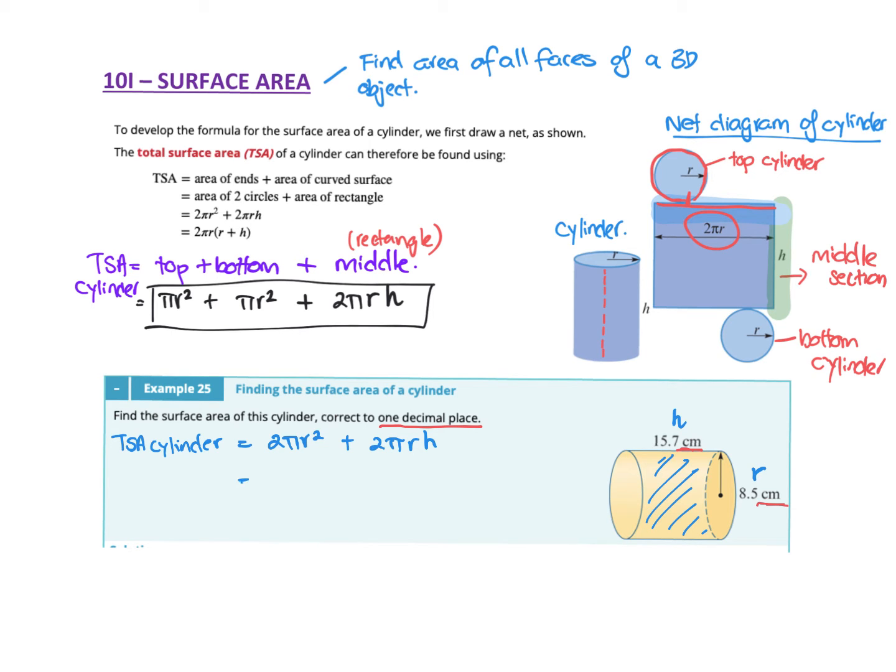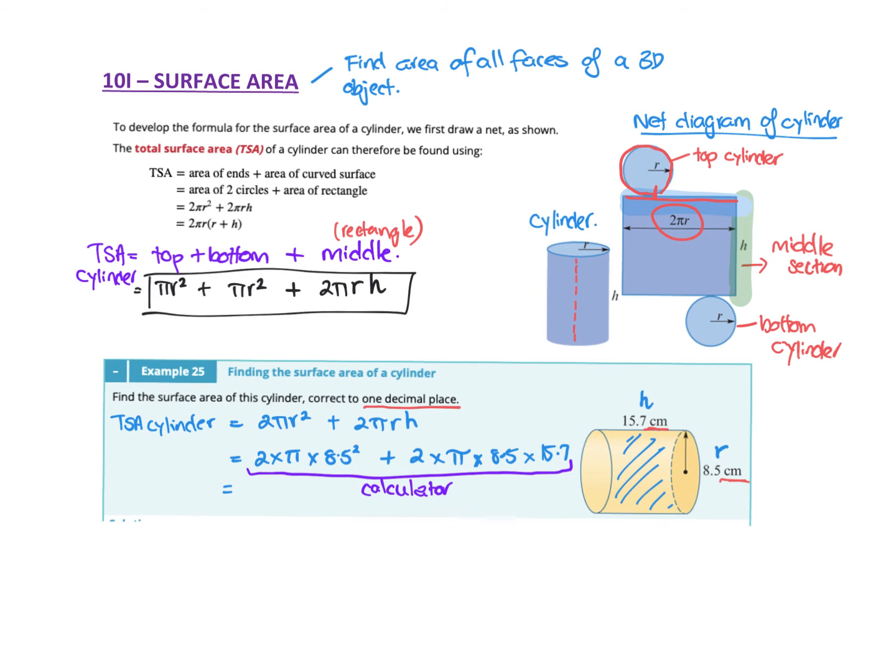All right, now we're going to write 2 times pi times the radius, which is 8.5, and we square that. Plus 2 times pi times the radius, what was the radius? It was 8.5, times the height, which we are saying is 15.7. So what you're typing in on your calculator is this bit here. You write all that in your calculator. Okay. Yep.